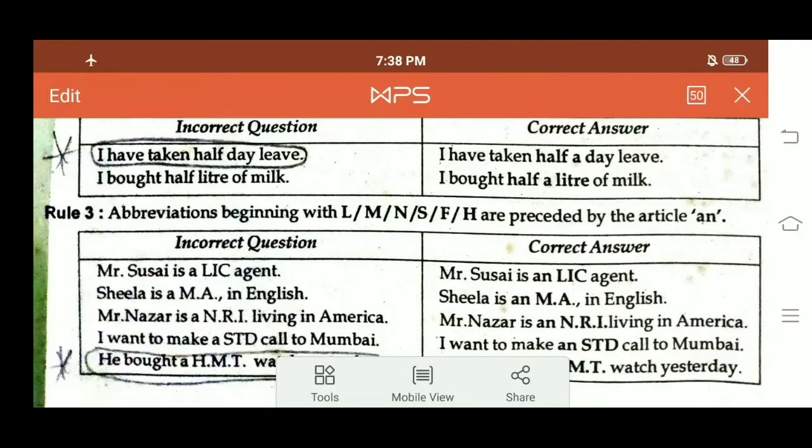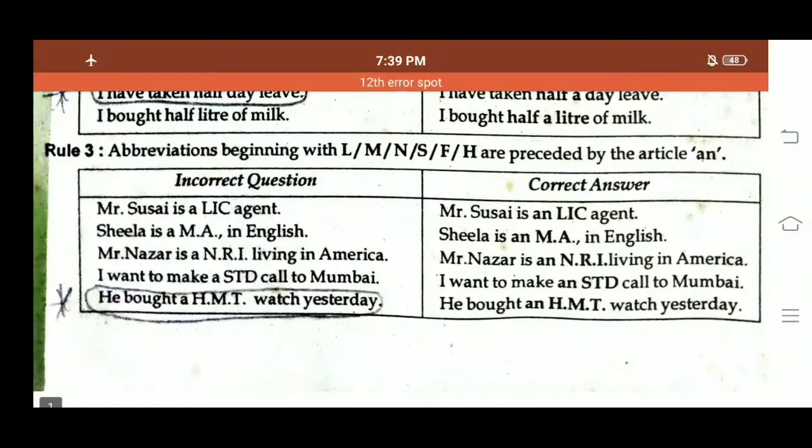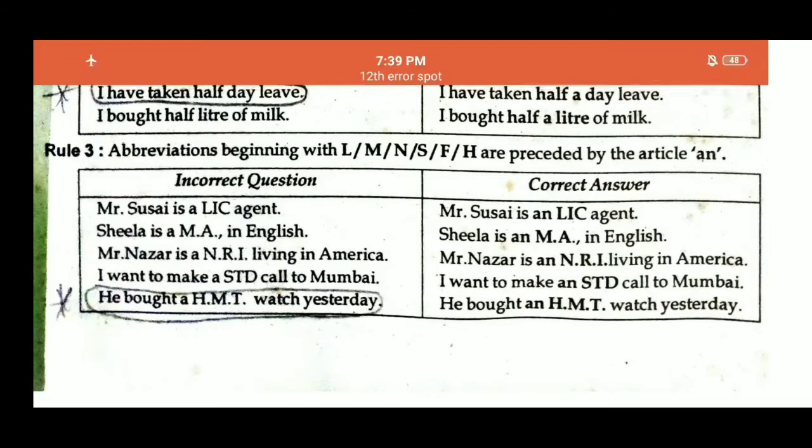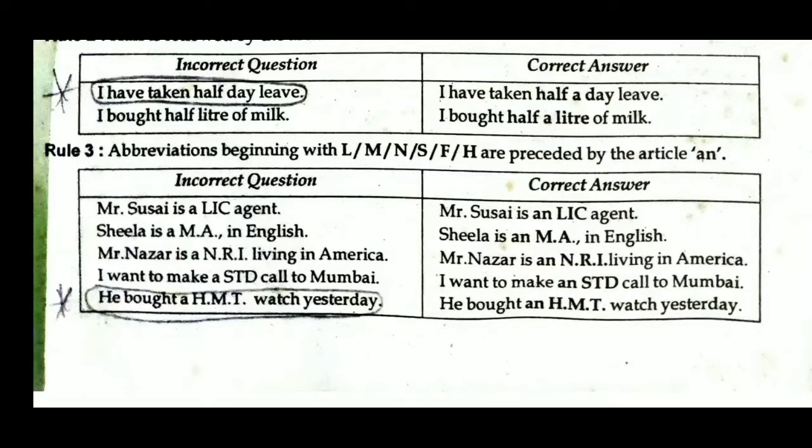Mr. Nazar is a NRI living in America. NRI means non-resident Indian. Mr. Nazar is a NRI is incorrect. Mr. Nazar is an NRI living in America is right. I want to make a STD call to Mumbai. The correct answer is I want to make an STD call to Mumbai. The last one: He bought a HMT watch yesterday. That is incorrect. He bought an HMT watch yesterday is the correct answer.